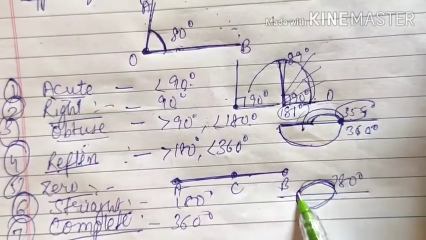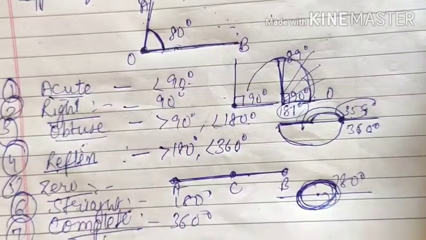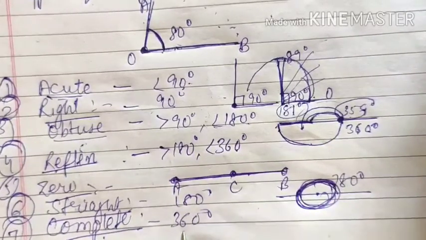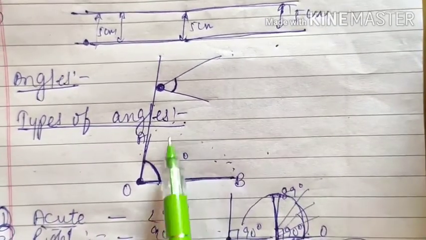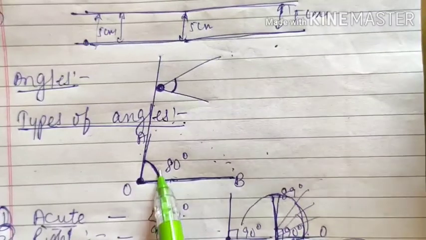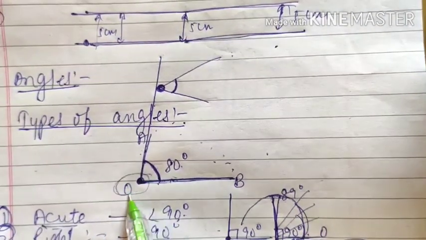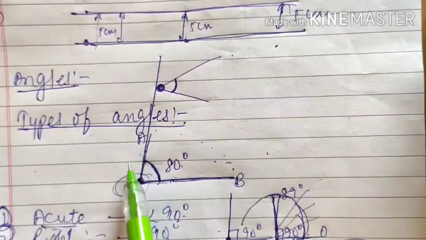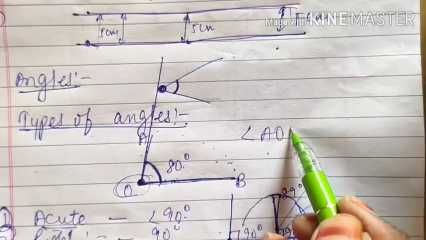So one complete angle in a circle or around a point is known as a complete angle, which is actually 360 degrees. Now one more thing we have to see here is how to name an angle. This vertex is actually making this angle, so that vertex must always come in between. For example, if you name this angle, you can say this is angle AOB.